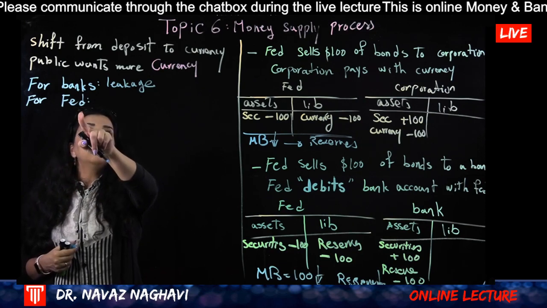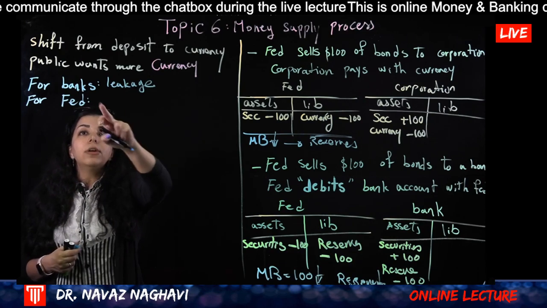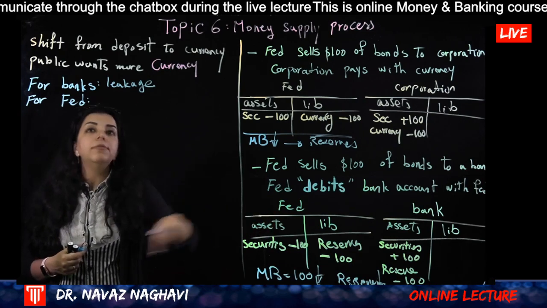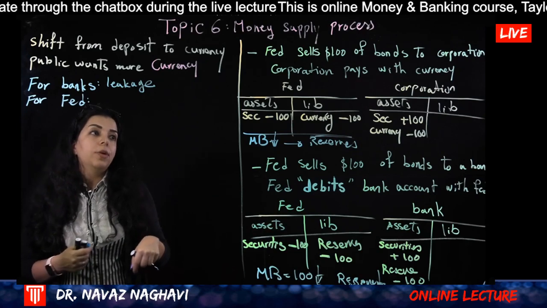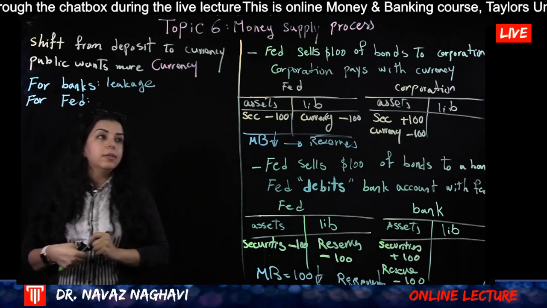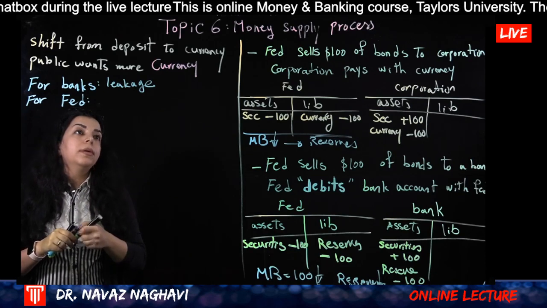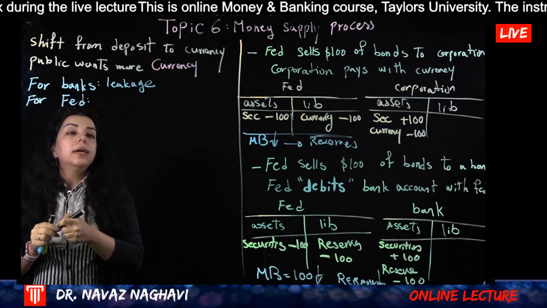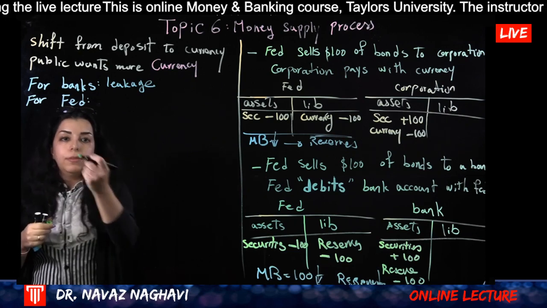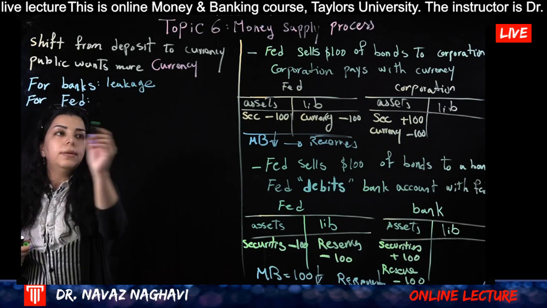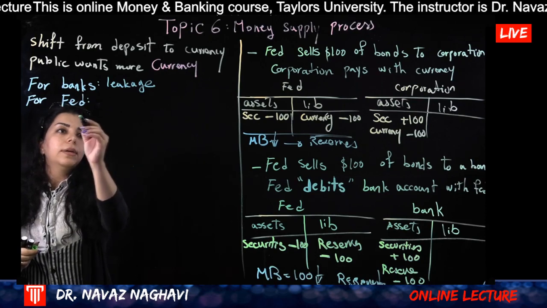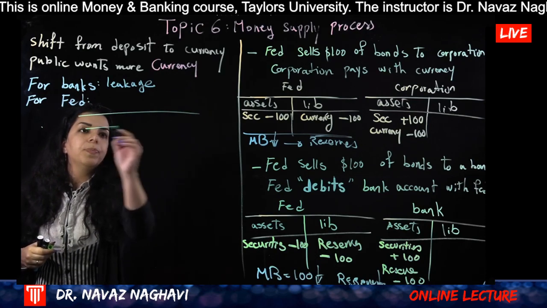For the Fed, there's going to be no change because only one type of liability will be changed to another type of liability. So now let's discuss what is happening in this situation for the people's T account, and for the bank and for the Federal Reserve. So in this scenario, we have to draw three.